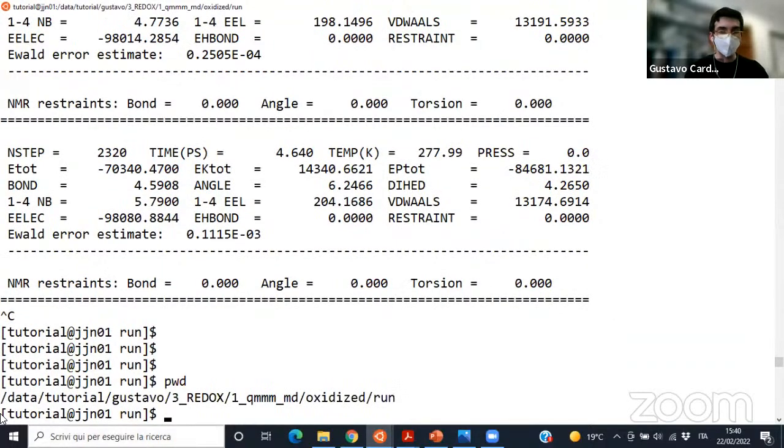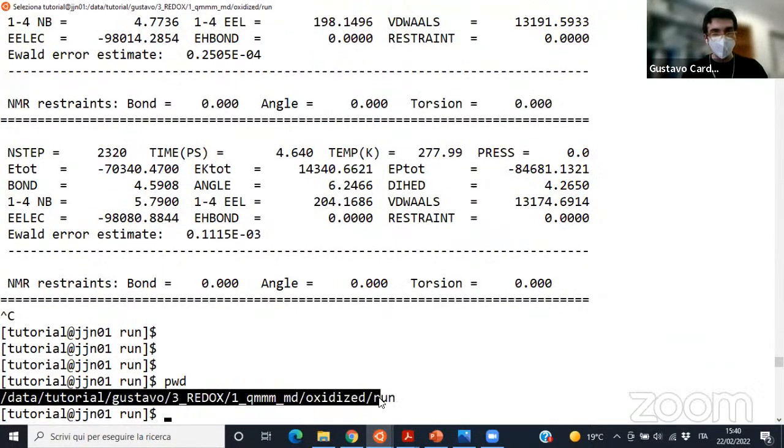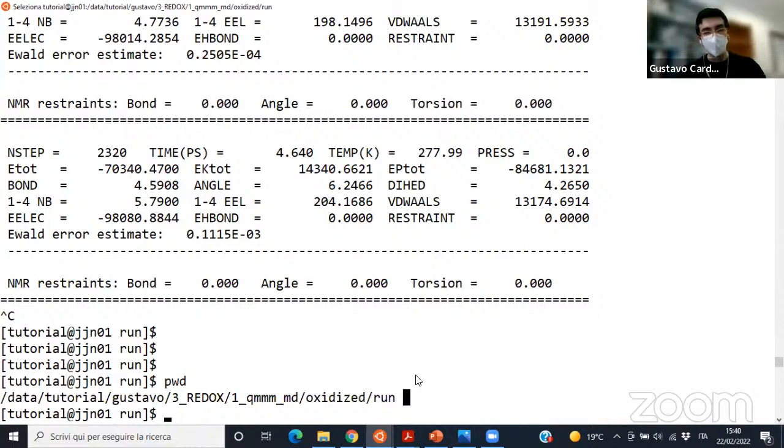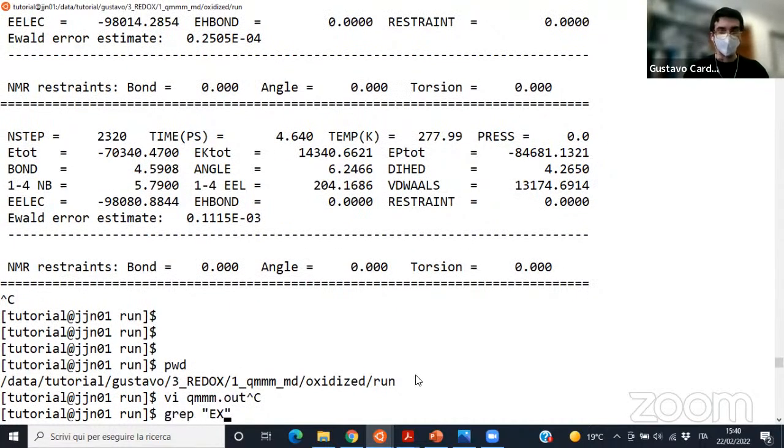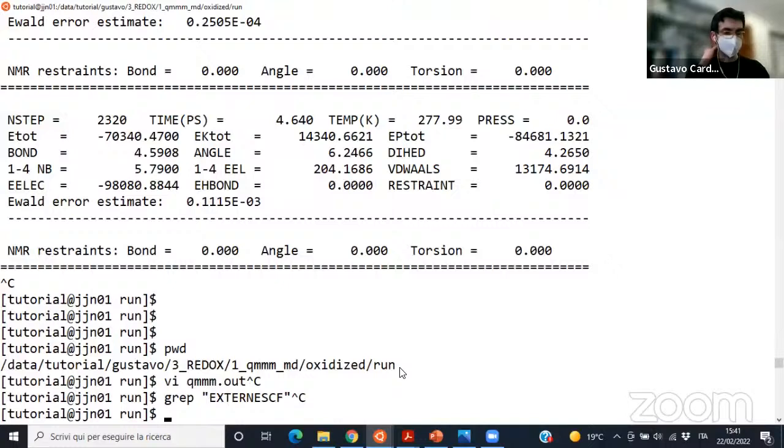So remember, we are here. Of course, remember that you have to do this once the simulation is done and once you have ensured that you have this QMMM.out, which we haven't. Do the grep, then external SCF. It's written in the instructions. So let's take a look instead at the script that we're going to use to compute the Gibbs free energy. So let's go two steps backwards.